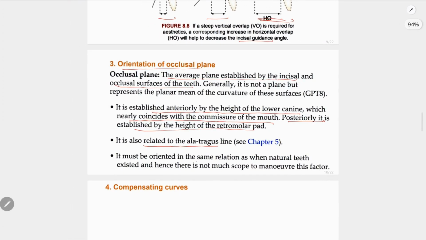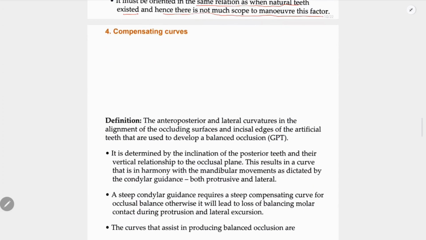It must be oriented in the same relation as when natural teeth existed, and hence there is not much scope to maneuver this factor. So what are the main points that you will write in the orientation of the occlusal plane? One is the definition related to the alar tragus line, anteriorly by the height of the lower canine, posteriorly by the retromolar pad. It must be oriented in the same relation as when natural teeth existed. Done. Next, very important is your compensating curves.